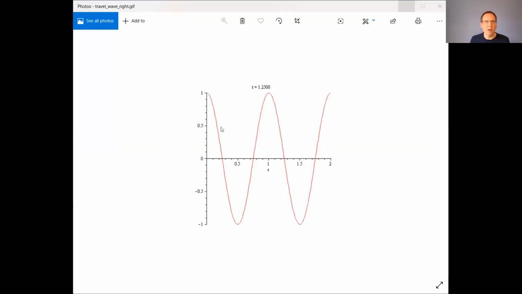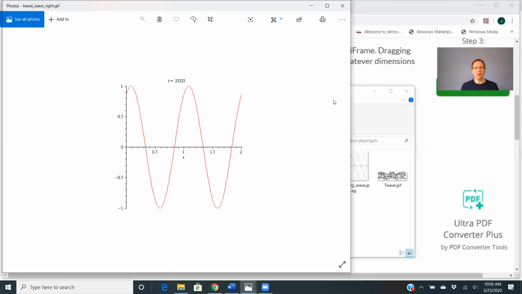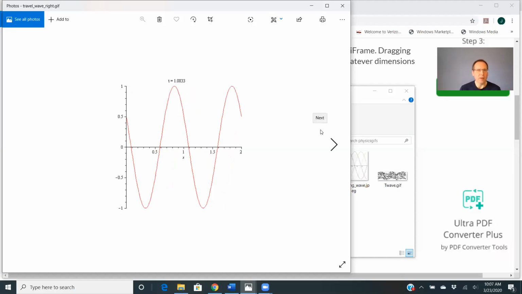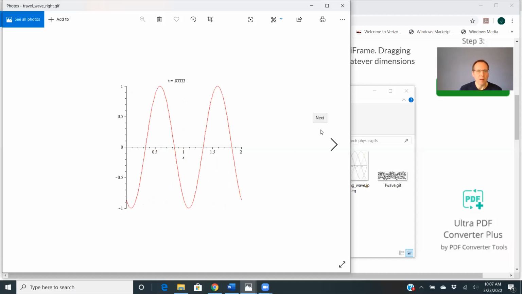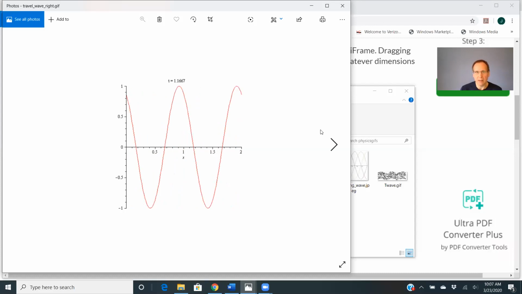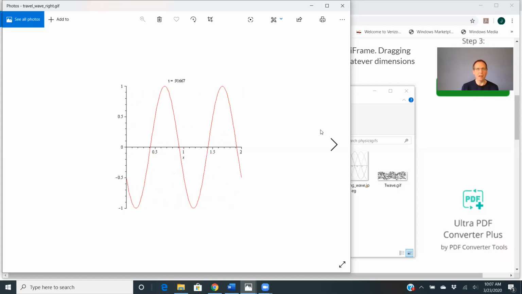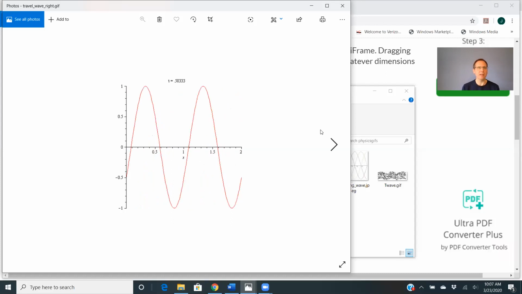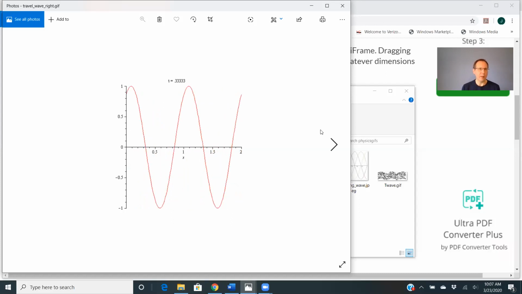So here's an animation I made up that shows that propagation. Here's an animation where I simply plot the wave. Actually, in this case, I plotted it from 0 to 2 meters. So that's the x. And then I'm just increasing the time. I'm going from 0 to 2 seconds. And you can see that it's a wave that propagates to the right.